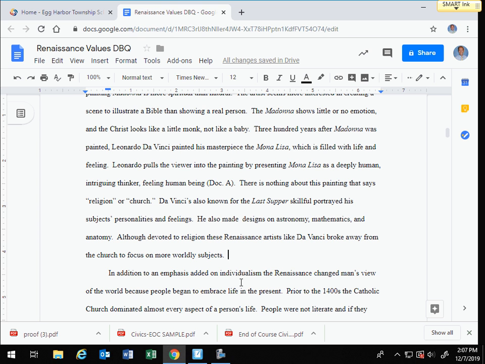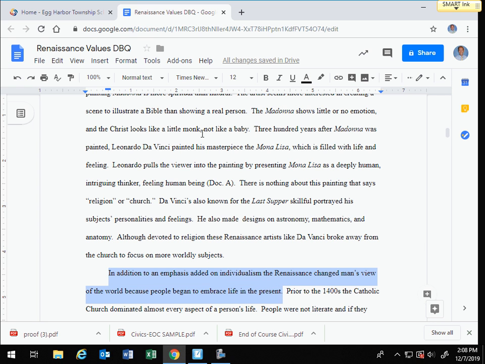I'm not going to go too heavily into the next paragraphs because I want you to focus on your own style. But just to be sure, when you transition into a new paragraph, make sure you have a transitional phrase. For example: In addition to emphasis added on individualism, the Renaissance changed man's view of the world because people began to embrace life in the present. Don't just say in addition to, because you have to tell me what is being added to the DBQ. You can't just say, in addition, the Renaissance changed man's view of the world. You need to put two and two together like an equation.